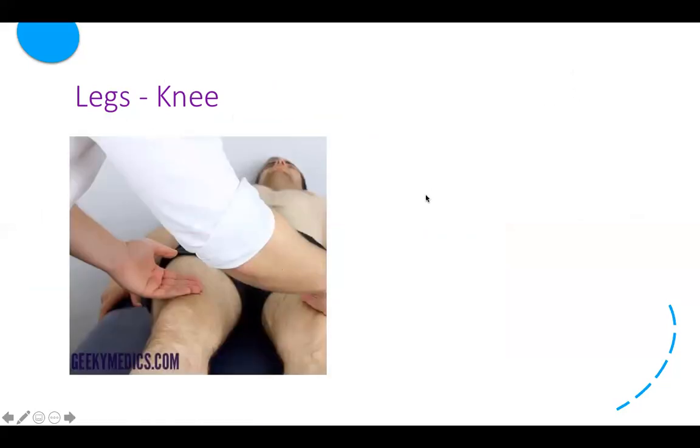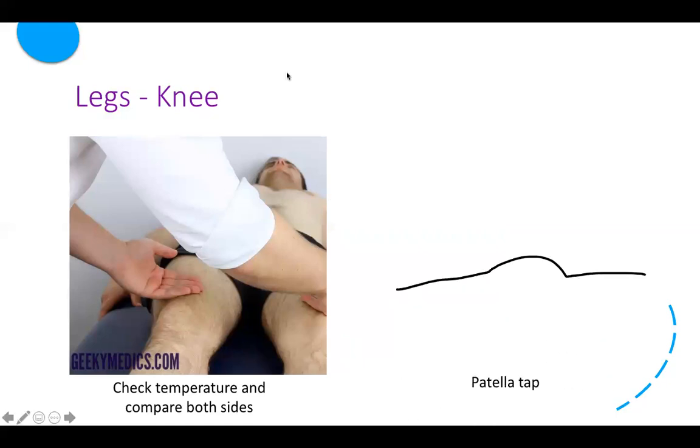So firstly, you just want to check the temperature. Compare both sides as you go down. See, is it swollen? Is it warm? Is it just normal temperature? And the next thing you want to perform is a patella tap. We're checking to see if there's any fluid going on there.